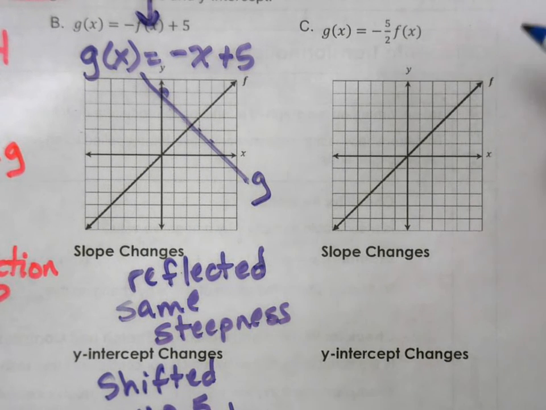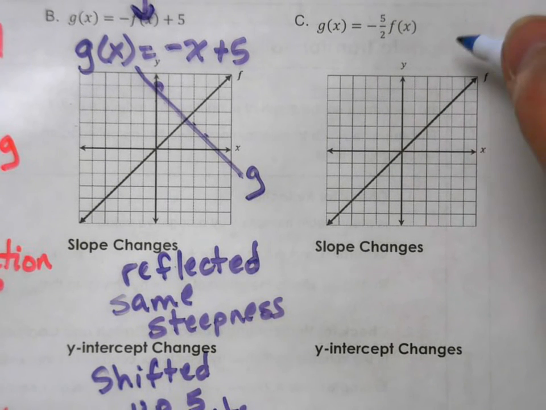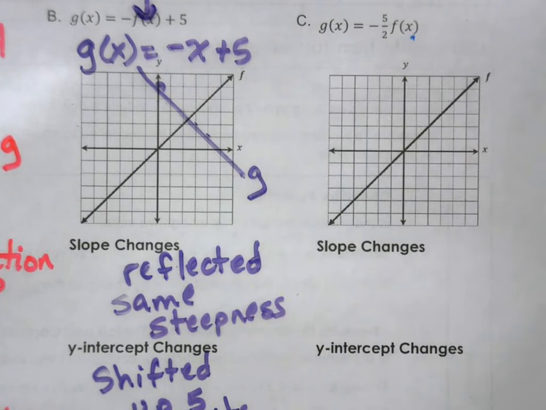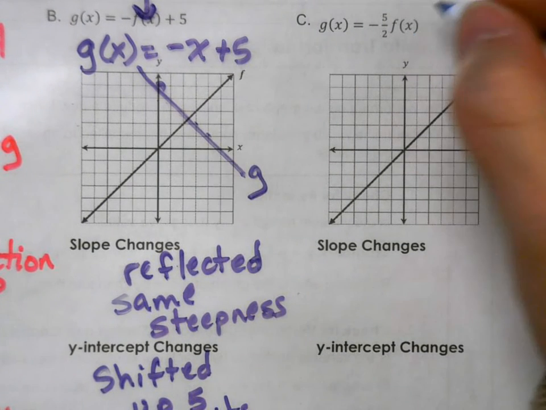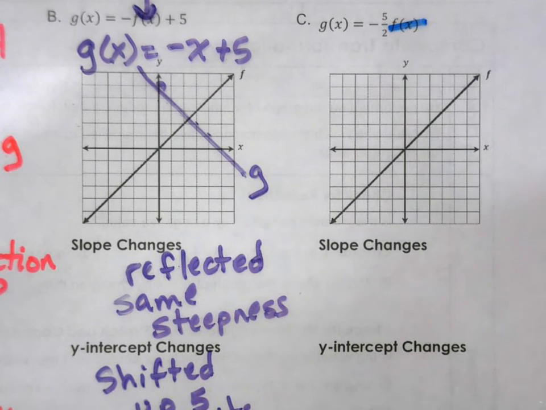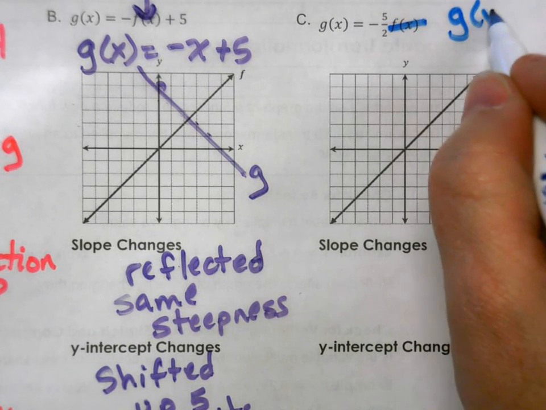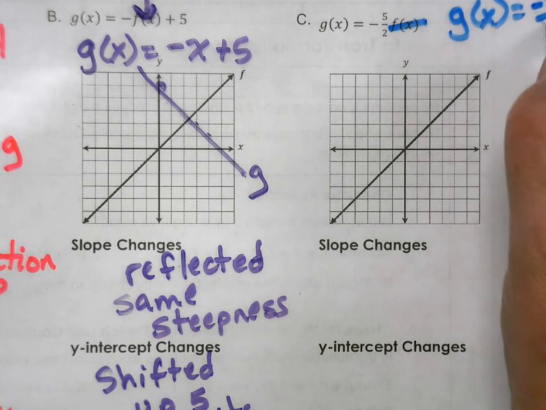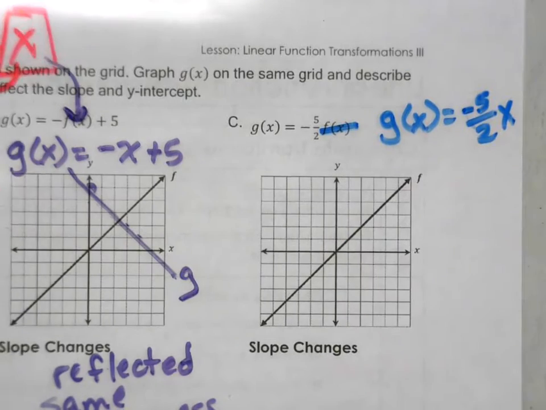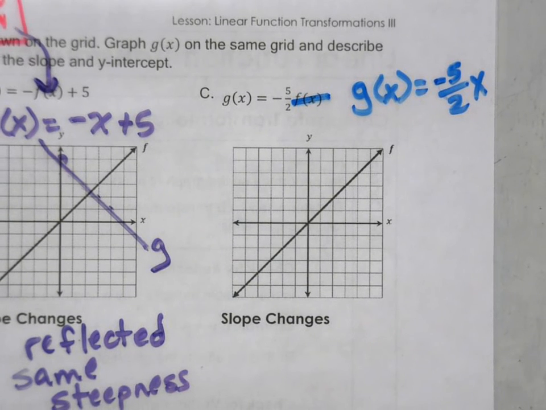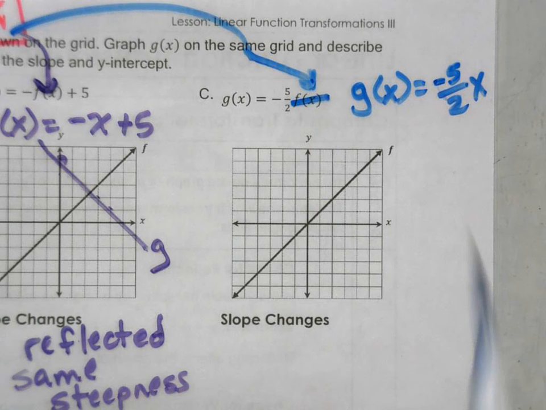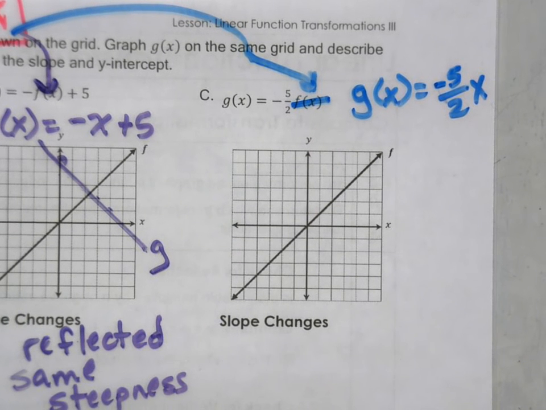So same question for this last one of this example. Did I have any changes inside my parentheses? No. So I can substitute directly in for f of x and make it g of x equals negative 5 halves x. Sorry, off the screen. So all I did was substitute in my x for my f of x.